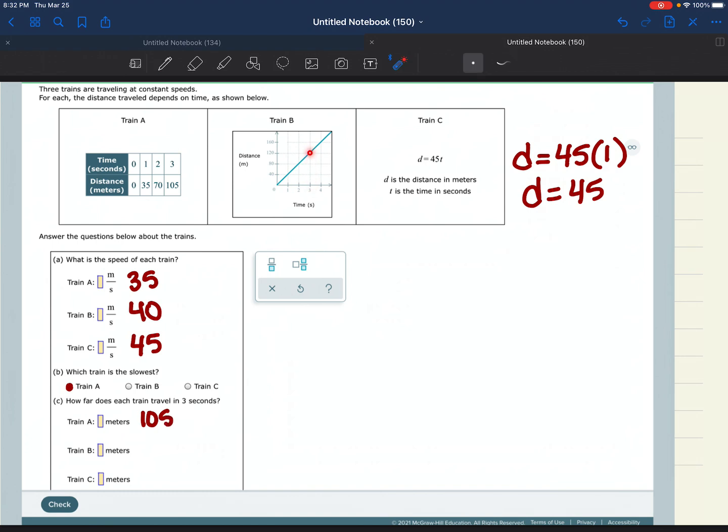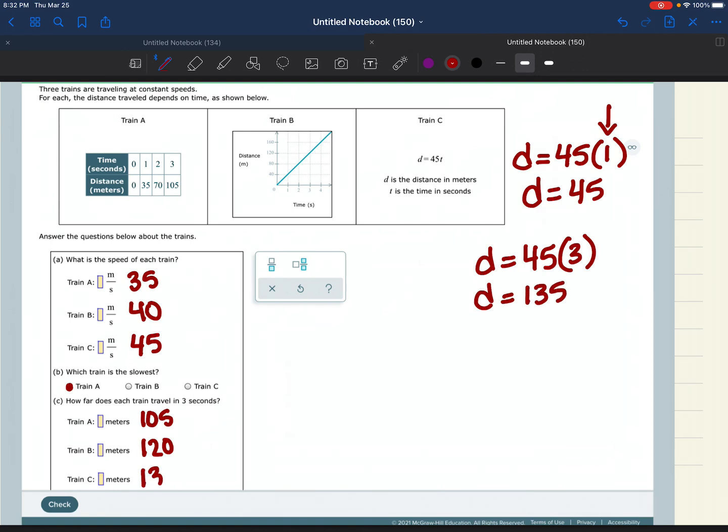Same thing on the second one. I can look at the graph, find 3 seconds, go up. That is at 120 meters. Third one, again, I'm going to have to use my formula. Instead of 1, like I plugged in the first time, I'm going to plug in 3 because we want to know for 3 seconds. So then all you have to do is take 45, multiply it by 3, and you get 135.